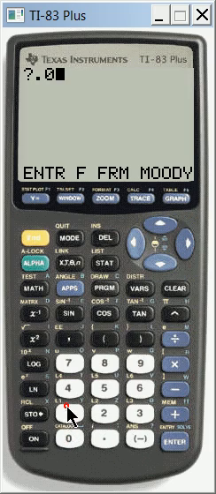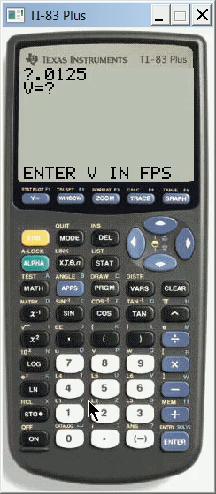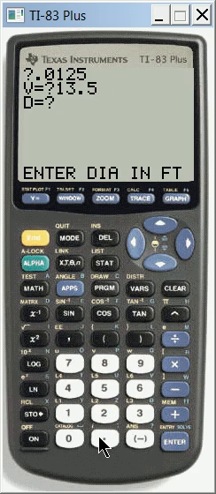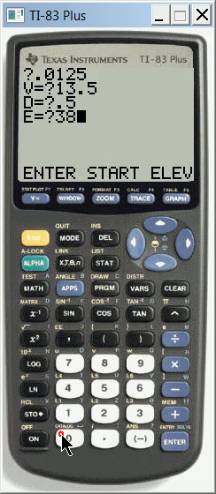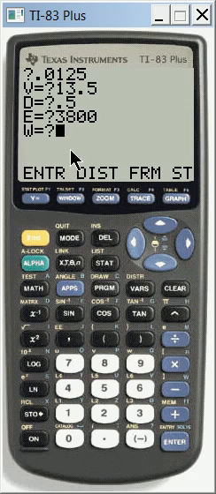0.0125. Enter that. Velocity was around 13.5, I think. I should have written it down. The diameter was 0.5. The elevation at the start was 3,800. And this actually is designed to mostly fill out a graph, but it also will give you the elevation energy at any one point. So let's say we're going to go 2,000 feet away.